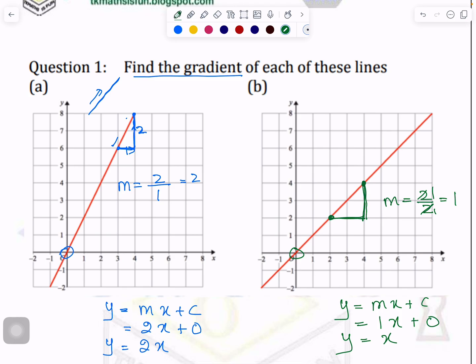If you want to try by picking any other 2 points, let's do that also. Suppose this point and this point. If I see here, this is 3 units vertical, 3 units horizontal, 3 over 3. Again 1. So I told you, no matter which 2 points you pick on the line, it will give you the same gradient. Now you know how to find the gradient from the graph, and you can find the equation of the line by seeing the y-intercept.